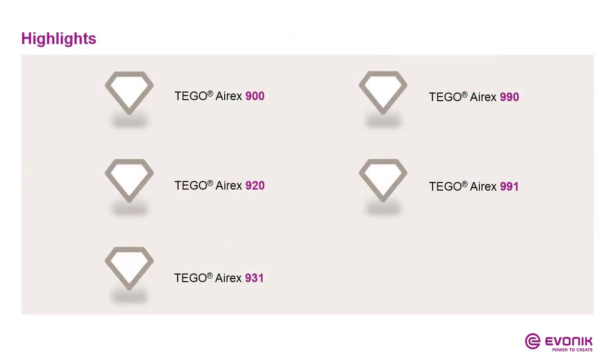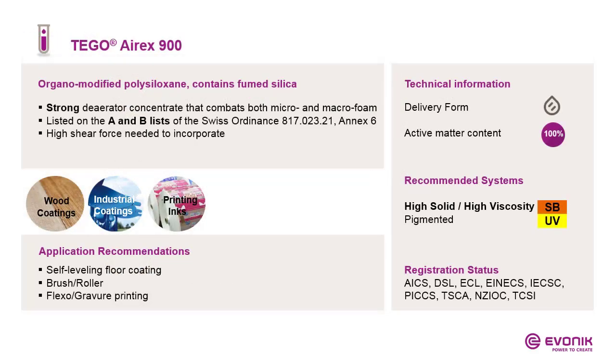Now we are moving on to highlights. On the list, we find TEGO Airex 900, 920, 931, 990, and 991. Now, starting with TEGO Airex 900. This is a very strong deaerator concentrate that combats both microfoam and macrofoam. This is usually delivered in liquid form, and the active matter content is 100%. We would recommend this Airex 900 usually in high solid and high viscosity systems, usually for solvent and UV systems.